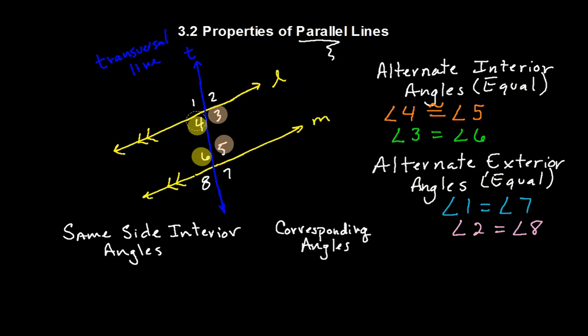Well, what happens is these two angles, 4 and 6, they're going to add up to 180 degrees. So we're going to go ahead and say that angle 4 plus angle 6 are going to equal 180 degrees, or 180. You can put the degrees if you want. Okay, angles 3 and 5, those also are going to add up to 180. So we're going to say angle 3 plus angle 5 equal to 180 degrees. So therefore, same side interiors are going to be supplementary.